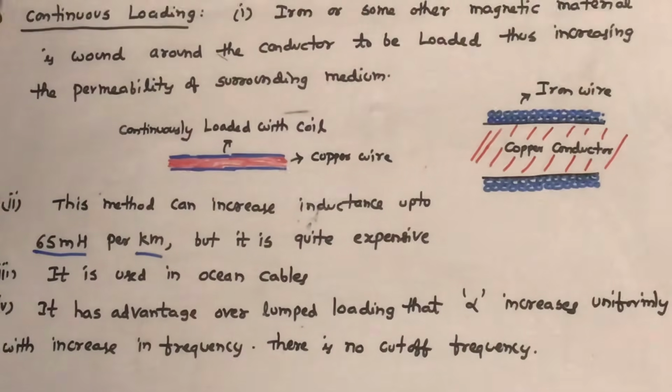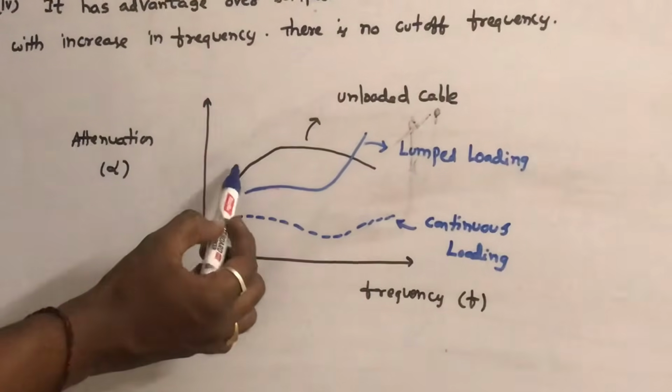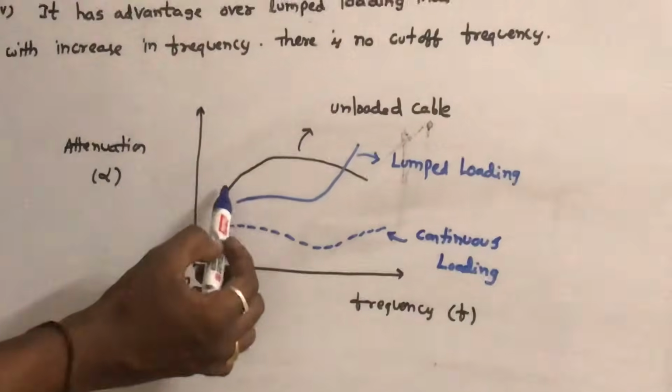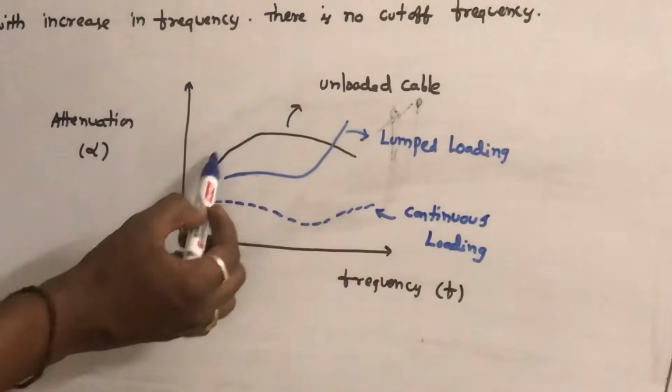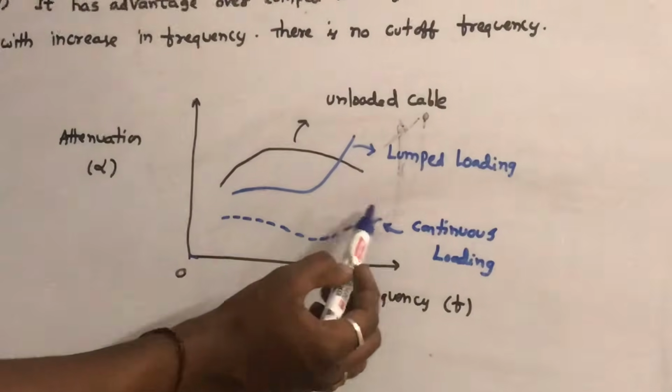So this graph is also very important, you have to mention. In this graph we have shown 3 graphs. This graph is the unloaded cable, that is, the cable is not loaded. The attenuation losses will be very high in the unloaded cable.